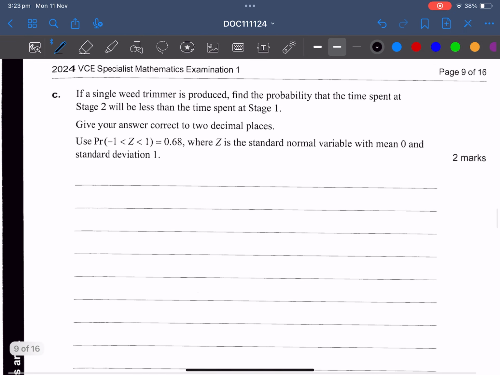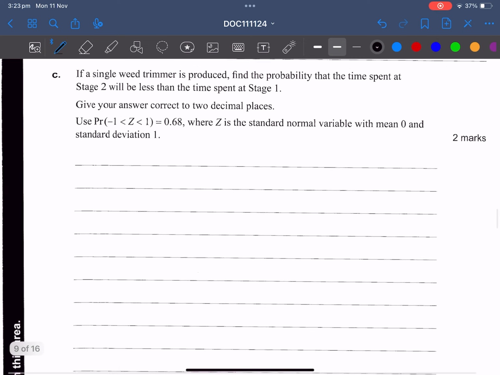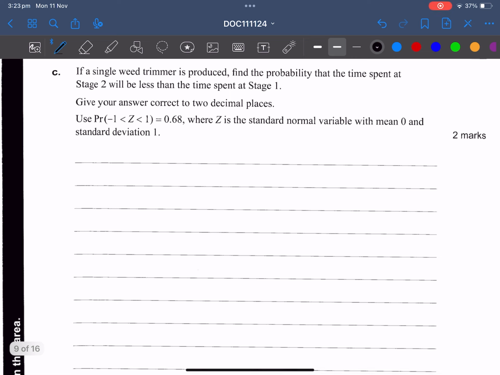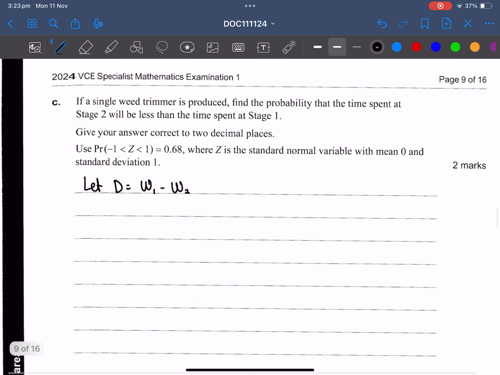Alright, should be good. Okay, if a single weed trimmer is produced, find the probability that the time spent at stage 2 will be less than the time spent at stage 1. Give your answer correct to 2 decimal places. Use this, where Z is a standard normal variable with mean of 0 and standard deviation of 1. In that case, we'll let D equal W1 minus W2, and we want to find the probability that D is greater than 0.